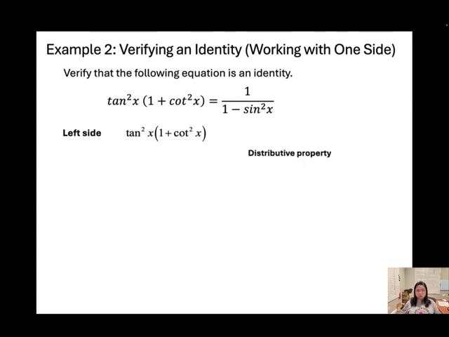Okay, I will distribute the tangent squared x. Now, try to simplify it. What is the relationship between tangent and cotangent? Cotangent x will be the reciprocal of tangent x. So plug it in and simplify it to see what you get.